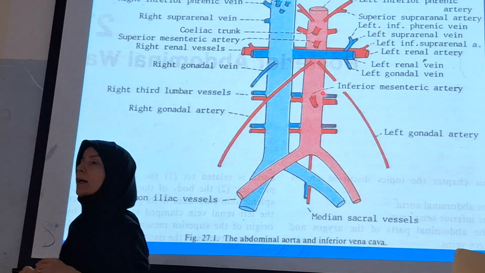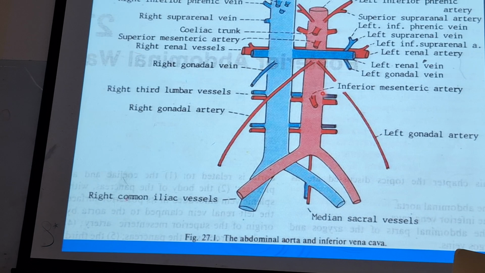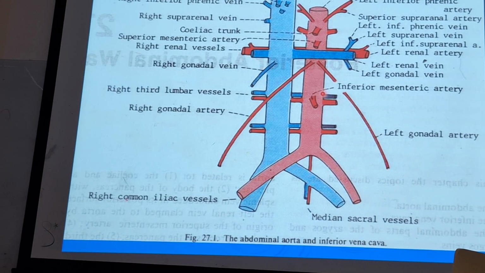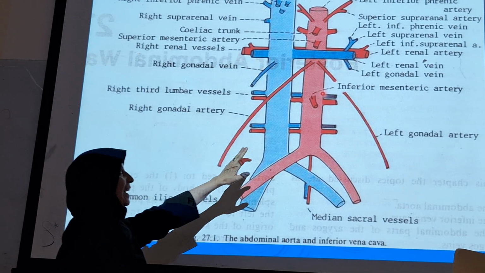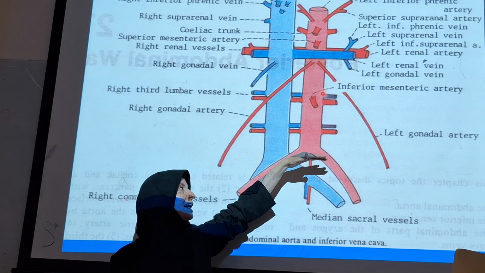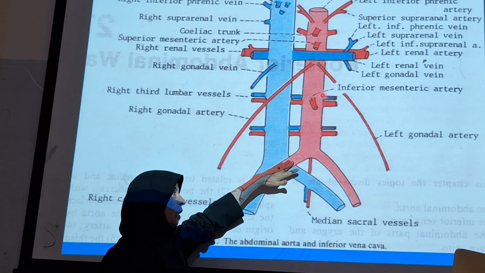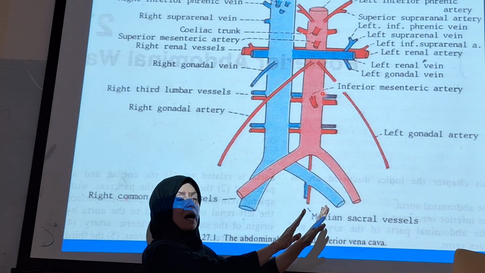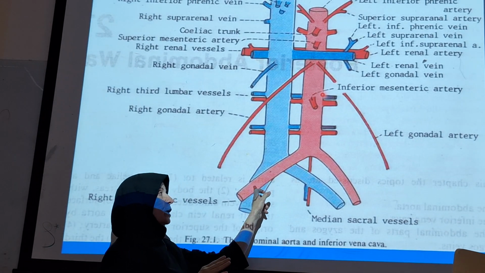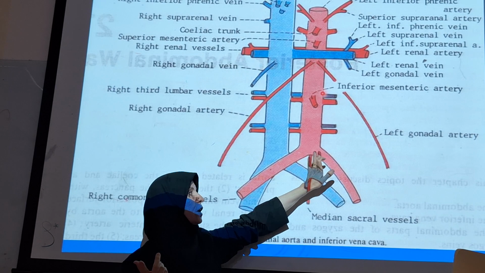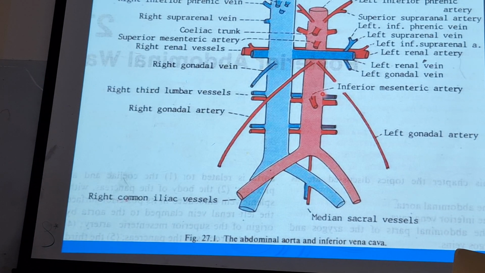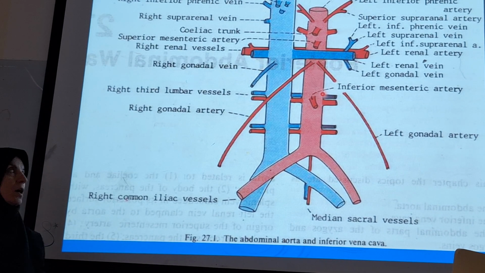Which of the common iliac arteries is longer? The right, because the vena cava is on the right. Which of them is longer? The right. Because the abdominal aorta is coming down, and at the level of L4 it divides into the right common iliac and left common iliac. Because the abdominal aorta lies nearer to the left side inside of the abdomen, the right common iliac is longer. The left common iliac is short. Each of them goes and enters half of the pelvic cavity, left and right side.